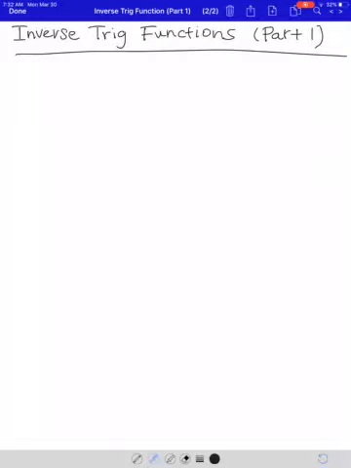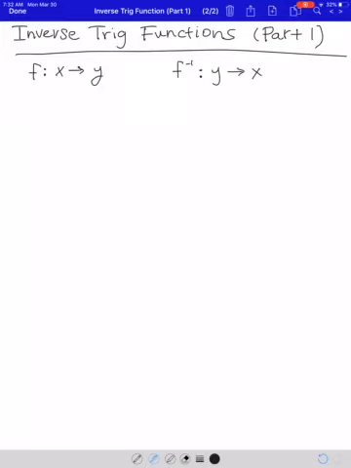Today we're going to take a look at the inverses of trig functions. So first off, let's just recall a little bit about inverse functions. If we have a function f, it's going to take an x value and send it to a y value. And its inverse, f to the negative 1, remember that's our notation for f inverse, has the opposite action. It takes y and sends it to x.